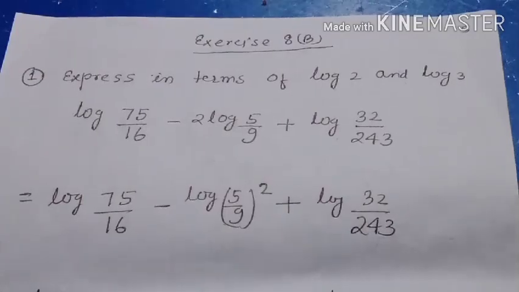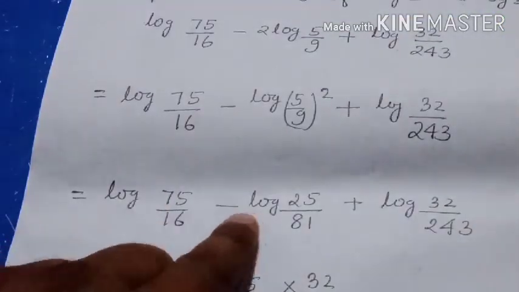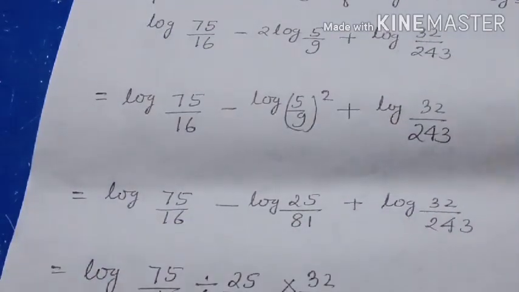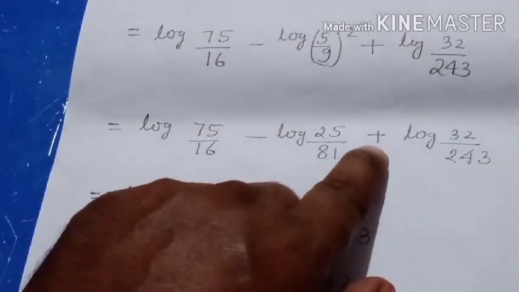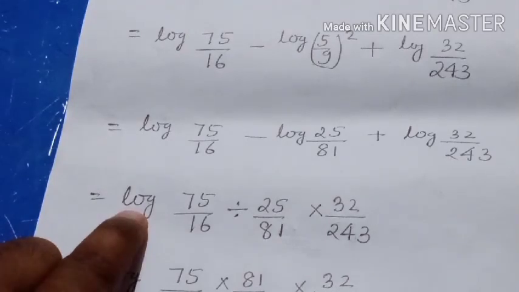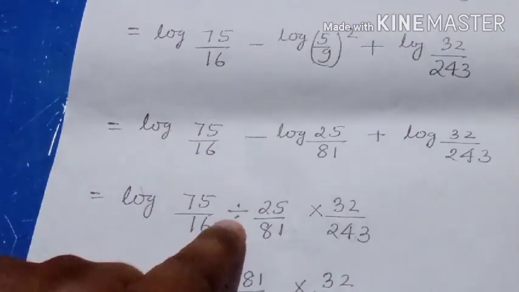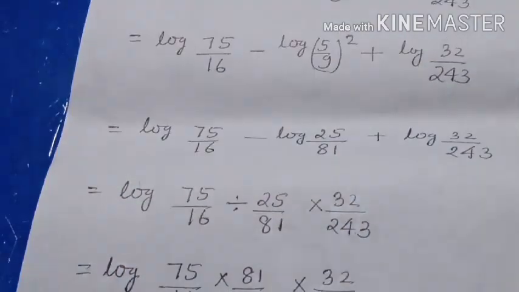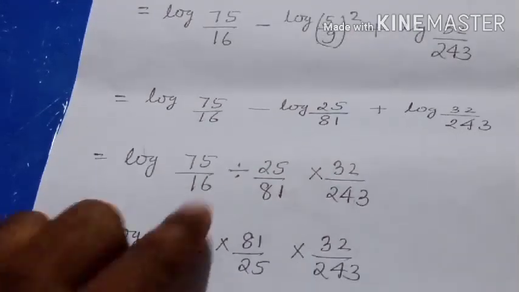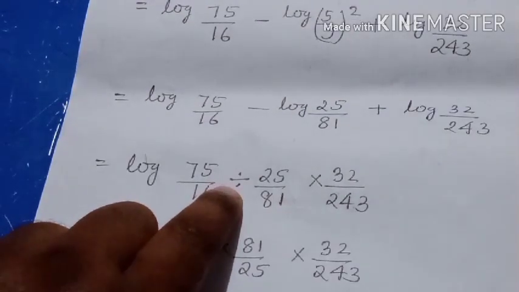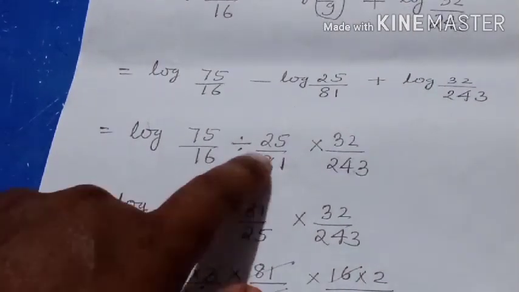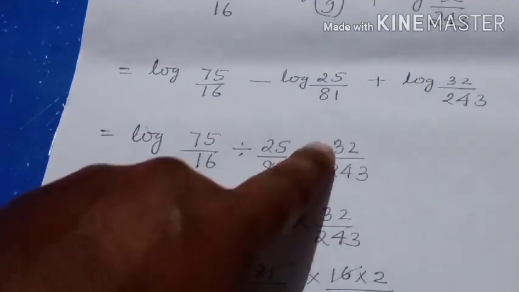So what will happen in the next step? It will be log 75 by 16 as usual, and log 5 square is 25 and 9 square is 81, and plus log 32 by 243. The logarithmic law says whenever there is subtraction we do division, and whenever there is addition we do multiplication. So we are combining it. Log 75 by 16, minus will make it a division sign, 25 by 81, and plus is there so it will be 32 by 243. At first we are going to follow the BODMAS rule. We are going to convert this division sign into a multiplication sign. So it will become log 75 by 16, and 81 will come up and 25 will come down, and this will be copied as usual.